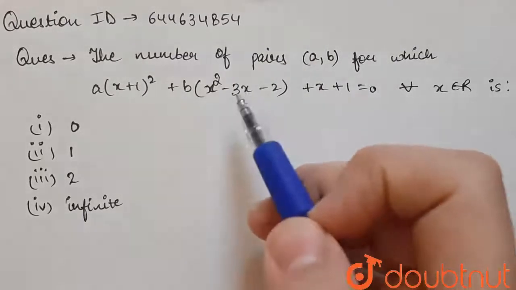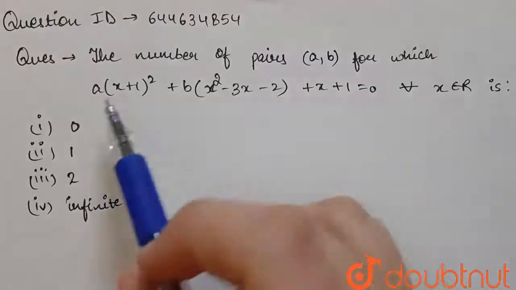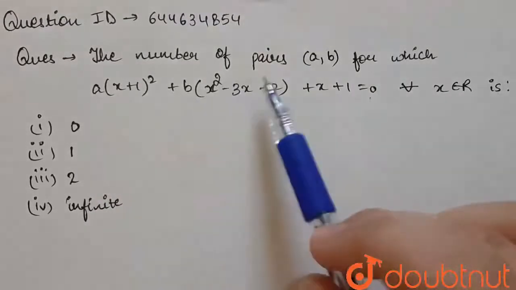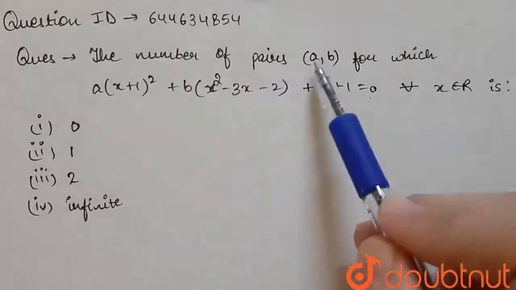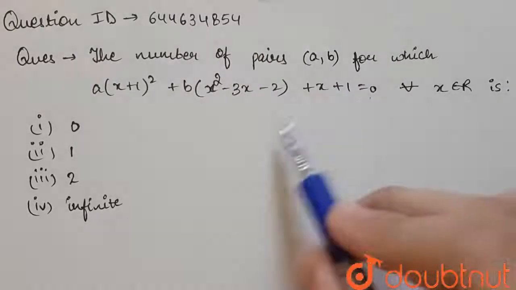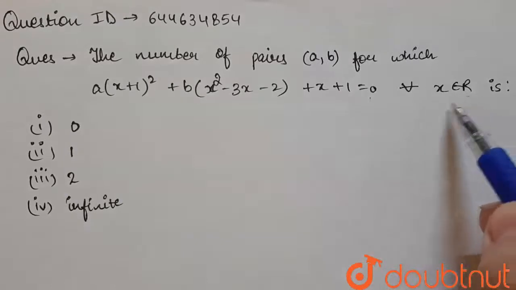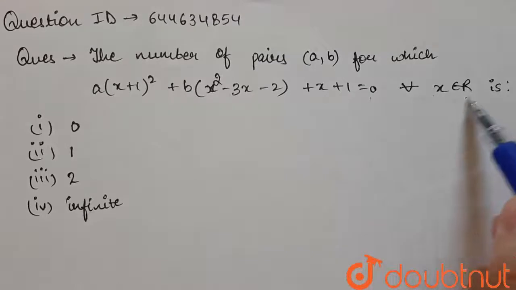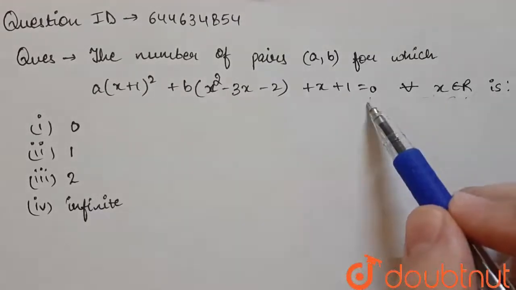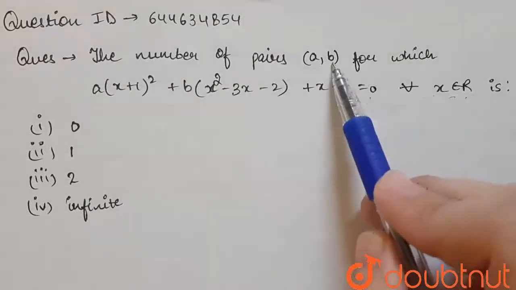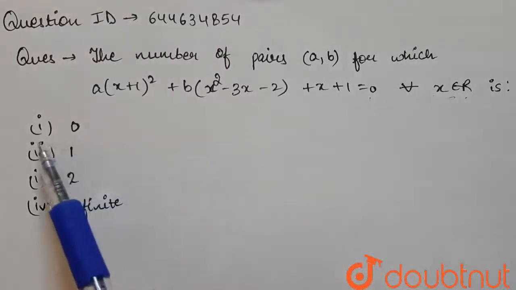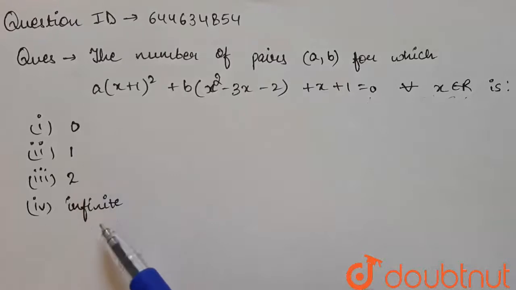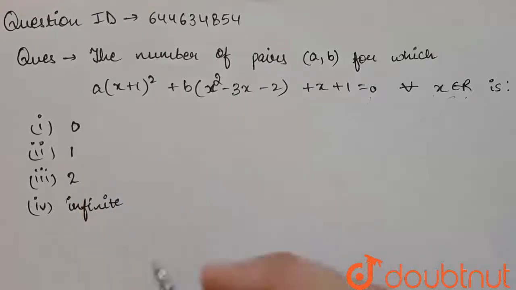So in the question, we are given an equation, and we have to find the number of ordered pairs (a, b) for which this equation is satisfied for all x belongs to R. The options given to us are 0, 1, 2 and infinite.